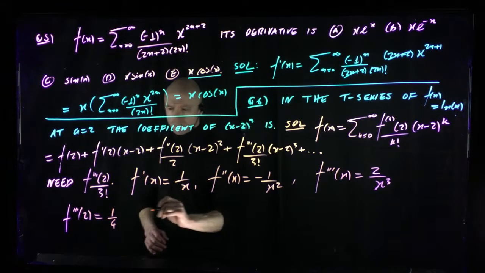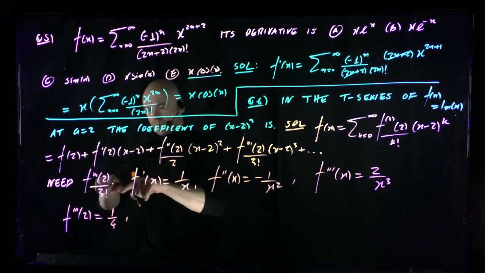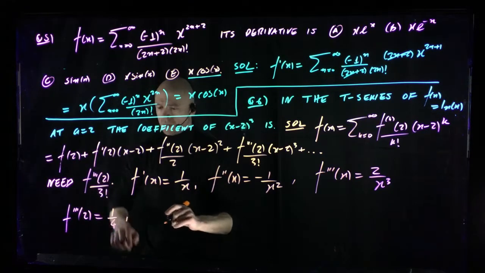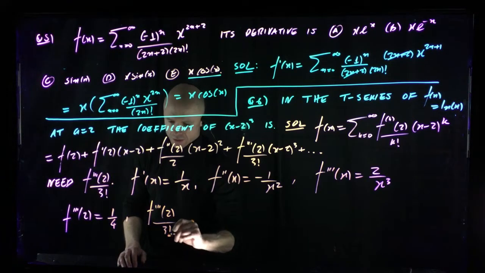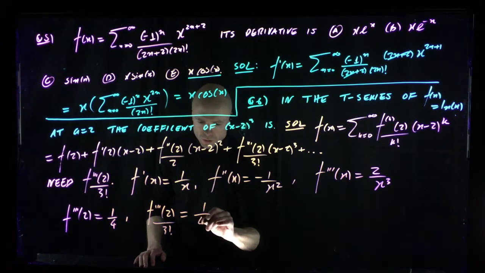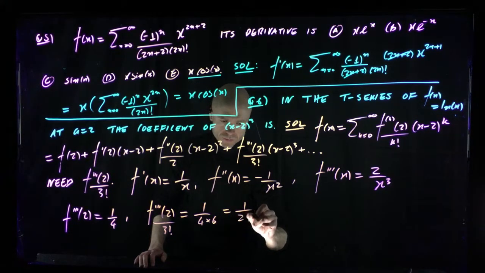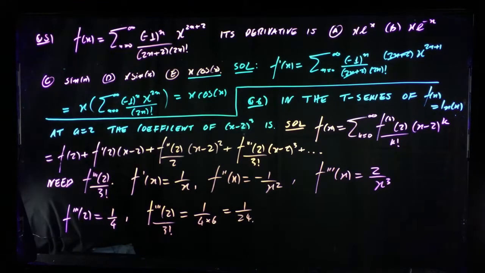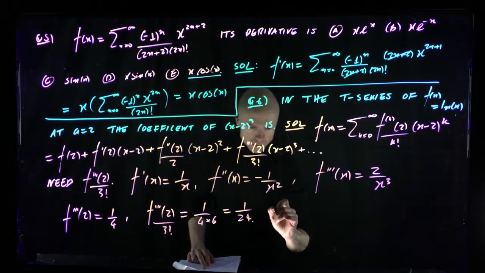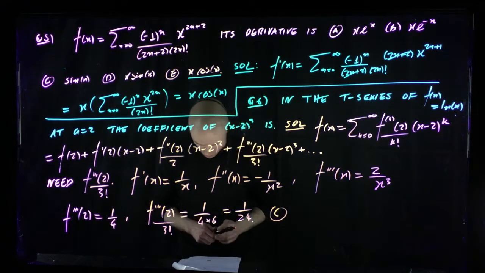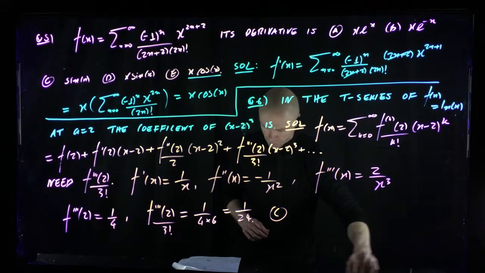Right? But then, where is the other factor? This guy. So 3 factorial is 3 times 2 times 1, so that's 6. So the third derivative at 2 over 3 factorial is going to be 1 over 4 times 6, which is 1 over 24. That should be our answer. Yep, that is option C. Cool. All right. Let's do the next one.